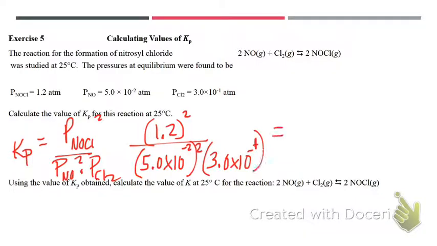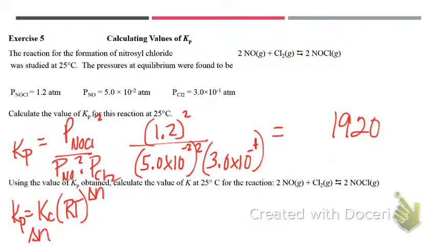We have 1. So that works out to be 1920. In the next one, it says using that Kp value, calculate the value of Kc. So we're going to use this equation, Kp equals Kc (RT) to the delta n. Delta n in this case, if you go back and look, I've got 3 moles of gas going to 2 moles of gas. And then, of course, delta n is produced minus reacted. So -1. Delta n is going to be -1. Do you get how I got -1? Okay.